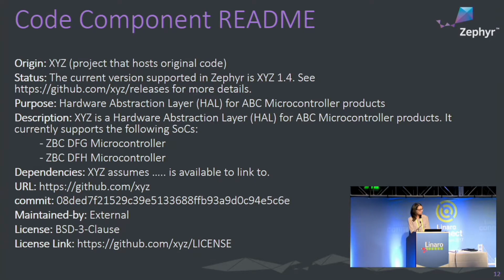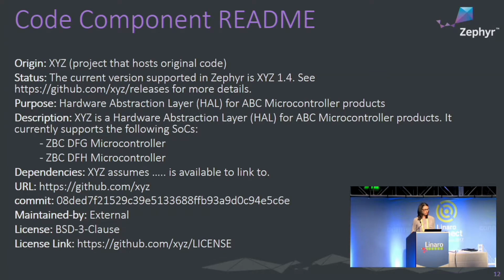So this is the list of information that we need to document a new code component before it can be imported into Zephyr. This hasn't changed dramatically. I think a couple of new things got added recently. So what's the origin? Why are we including it? What are the dependencies? What does it link to? If you get that code from a Git repository, what's the commit SHA? And then a link to the license.